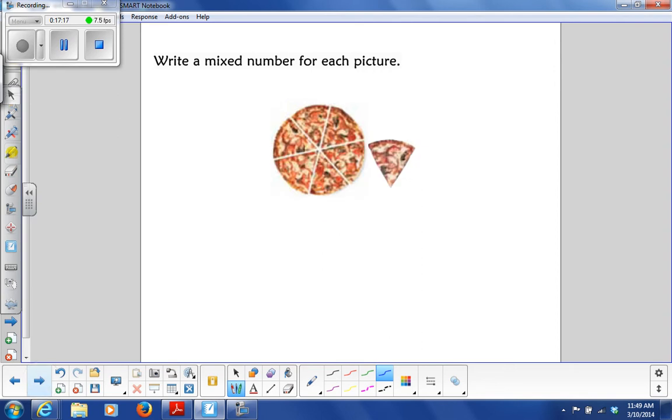Okay, write a mixed number for each picture. Okay, so writing a mixed number for this picture. Okay, I love when people say it's easy and then they get it wrong.